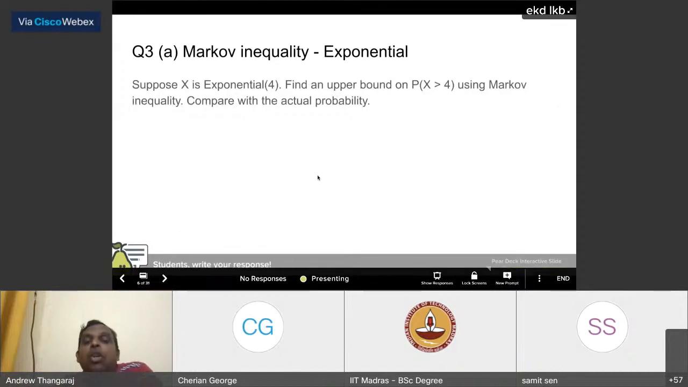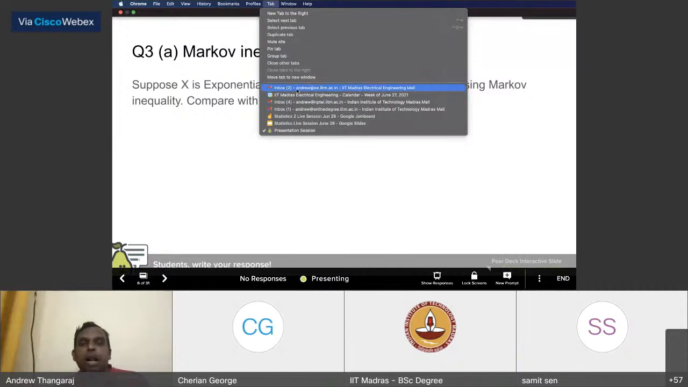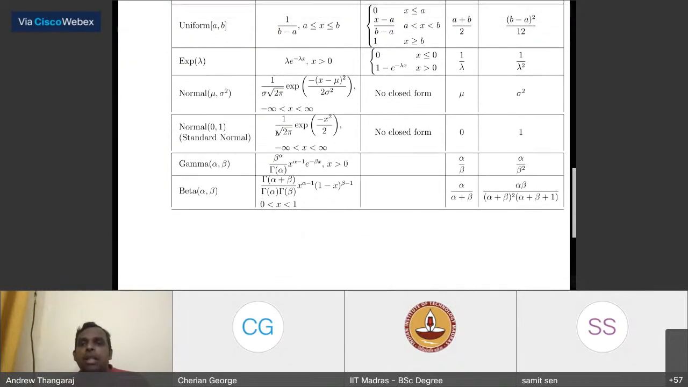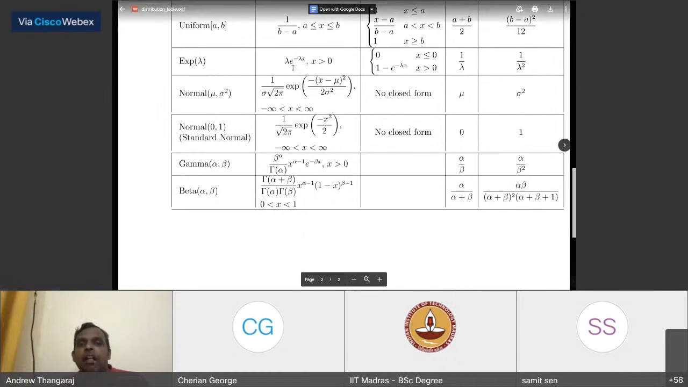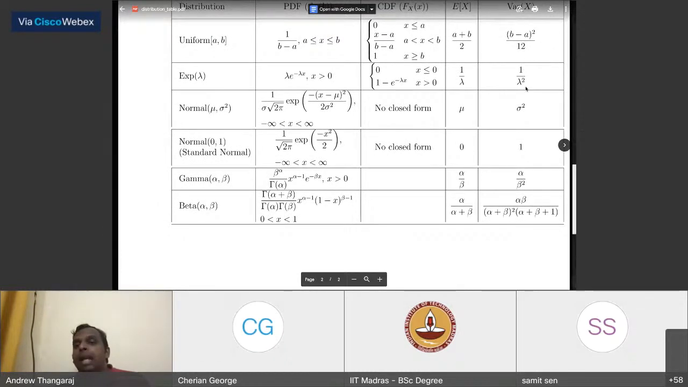Okay, so now we move on to continuous distributions. So here is an exponential distribution. Let me just show you very quickly how the exponential distribution looks. So this is the exponential distribution. For Exponential(lambda), the PDF is lambda e power minus lambda x, for x positive. And the mean is 1 by lambda. Variance is 1 by lambda squared. So that's a formula for you.